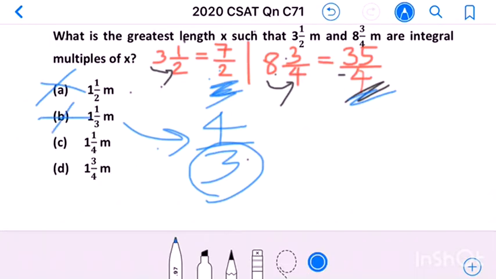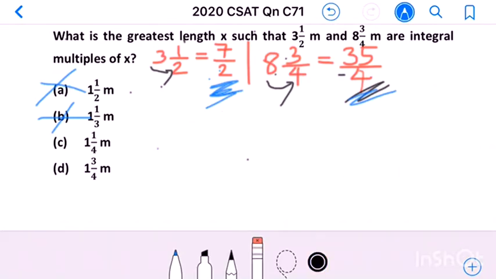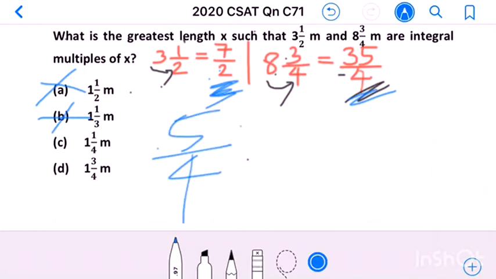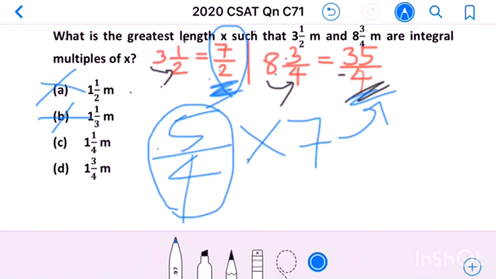Then third option, 1 and 1 by 4. 1 and 1 by 4 we can write as 1 into 4 plus 1, 5 by 4. When multiplied with 7 we get 35 divided by 4. But when multiplied with 2 we get 5 by 2. When multiplied with 4 we get 10 by 2. So we are not getting this value when 5 by 4 is multiplied with an integer. Therefore, this is also not our answer.